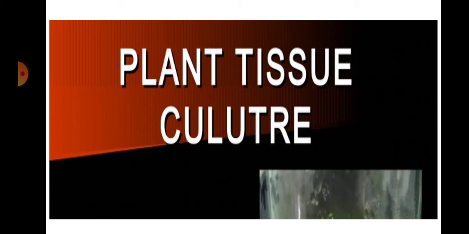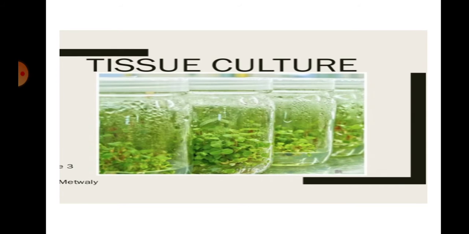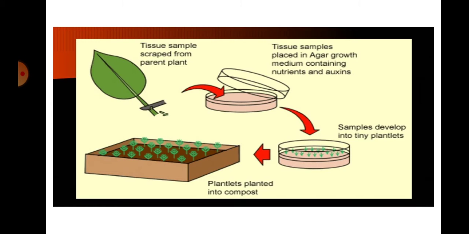So tissue culture is known as the micropropagation method. Micropropagation is the process of growing new plants by cell culture or tissue culture techniques. Here I pasted the process of tissue culture. The tissue samples are taken from the parent plant. The tissue samples are placed in agar growth medium containing nutrients and auxins.